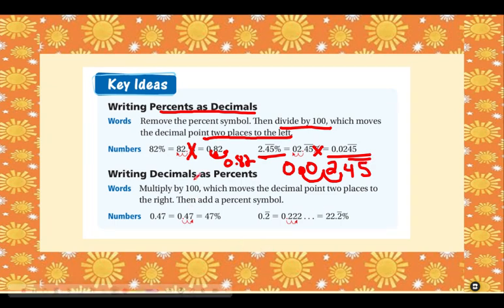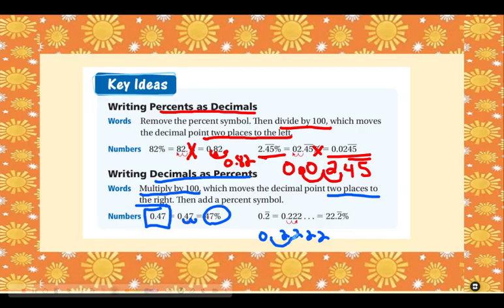Okay, so now let's write decimals as percents. Now we're going the other way. So we're going to multiply by 100, which moves the decimal place 2 places to the right. Okay, so here's the number, 0 and 47 hundredths. You just move your decimal 2 times to the right, 1, 2, from where it is, and you put the percent symbol. Okay, so here, 0.2 repeated, I would just write the 2's out quite a few times, and you're moving your decimal 2 times to the right, 1, 2.